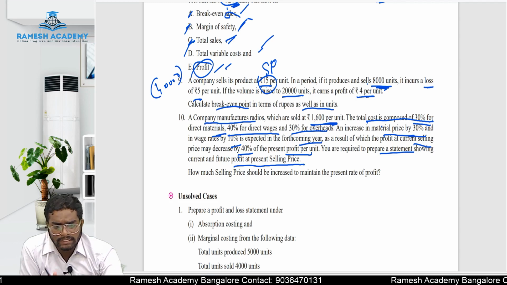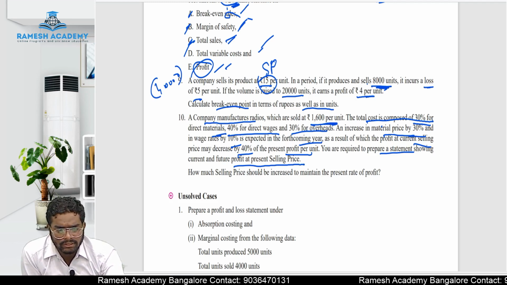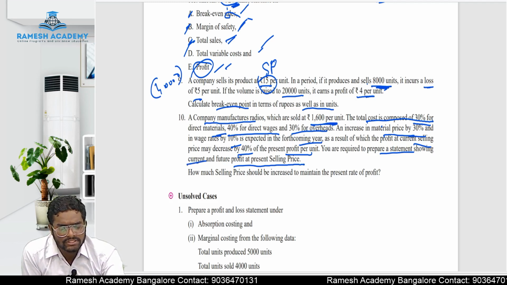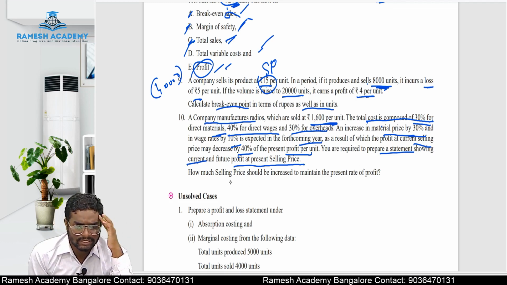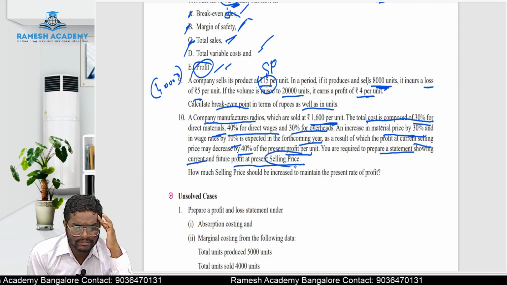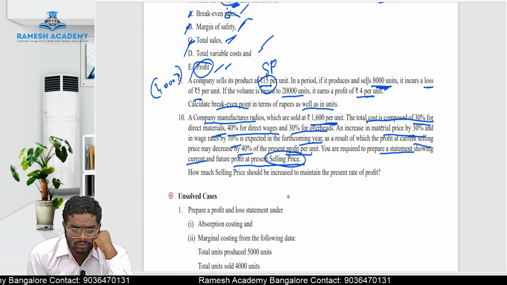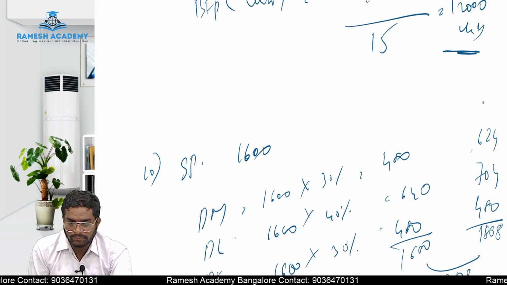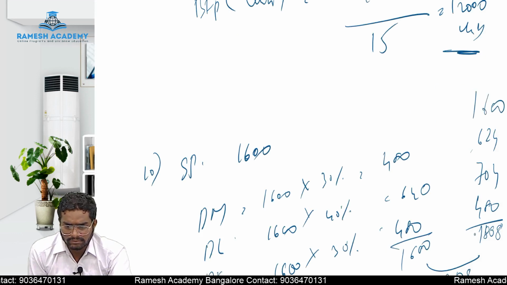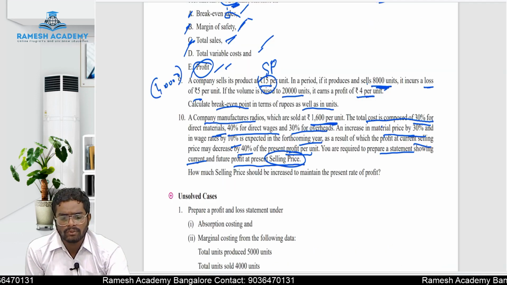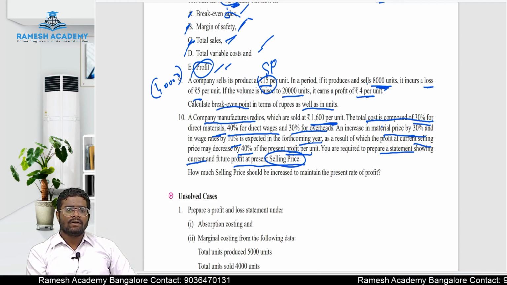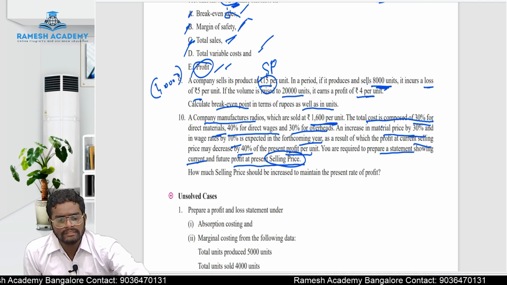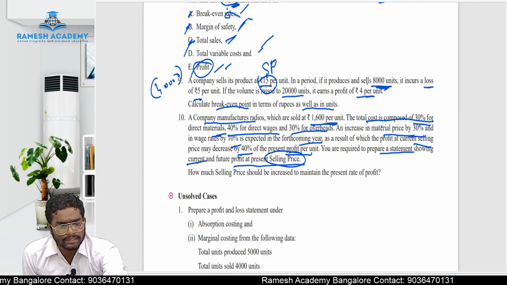You have to prepare a statement showing the current and future profit. Current profit is 0 because we have made an assumption that all the cost is based on the selling price, and future profit at the present selling price will be a loss of 208 rupees. If you subtract 1808 from 1600, you will be at a loss of 208. So by this we have completed all the questions on marginal costing. We have a few left out. I'll just discuss them, then you can try.